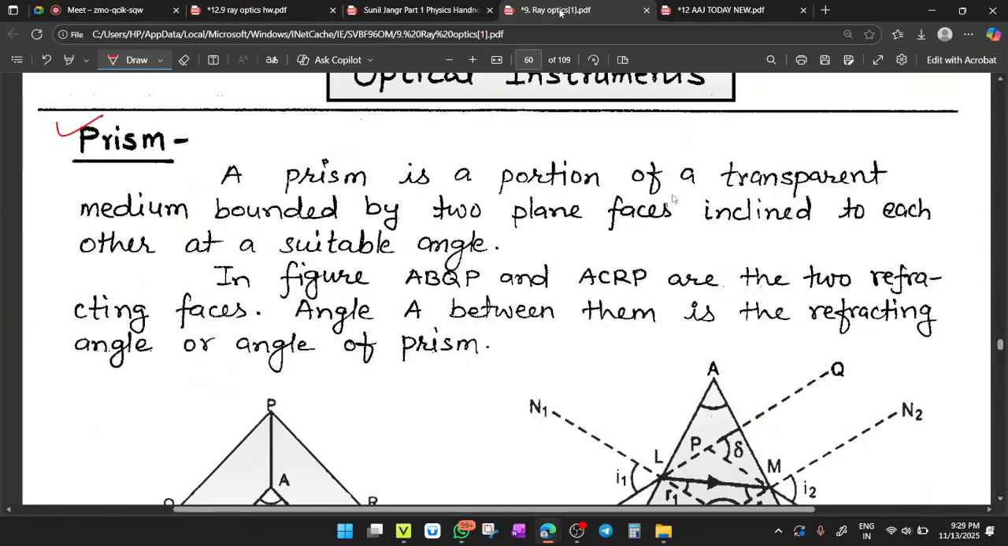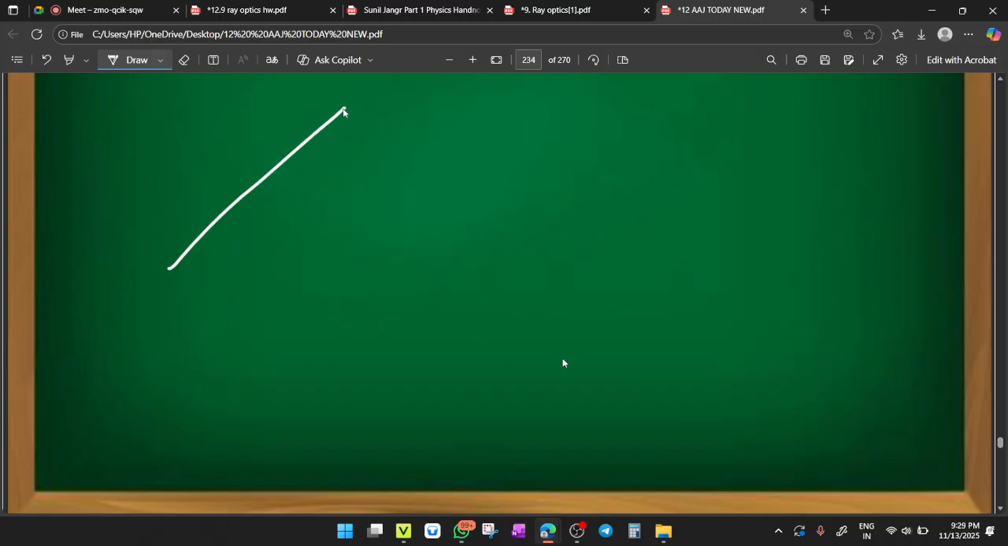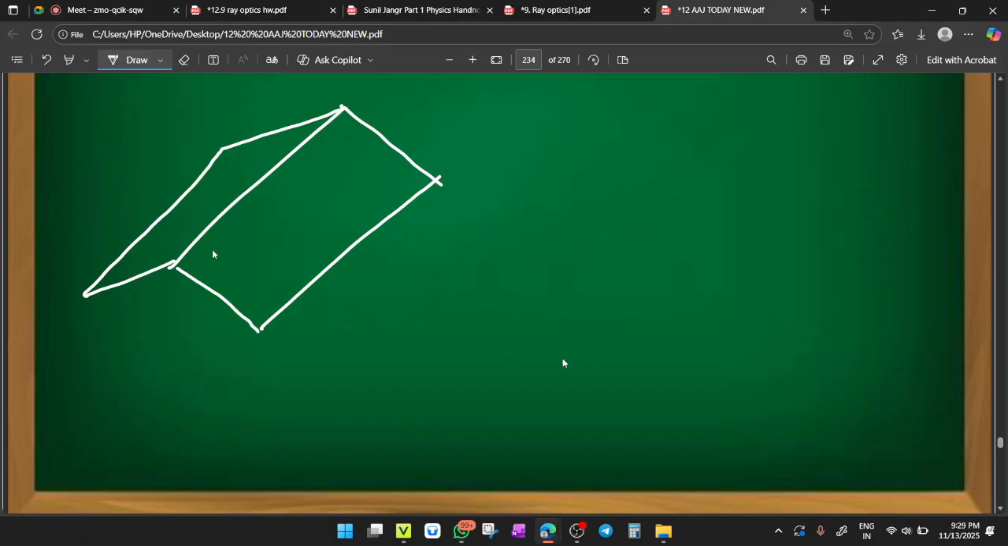So a prism is a portion of a transparent medium bounded by two plane surfaces inclined to each other at a suitable angle. So actually a prism is a 3D device and it looks like this. You see here, it has rectangular faces. First one rectangular face, and this is the second rectangular face. Three rectangular faces are there. One is at the bottom of the prism. So this is the bottom face, the yellow one.